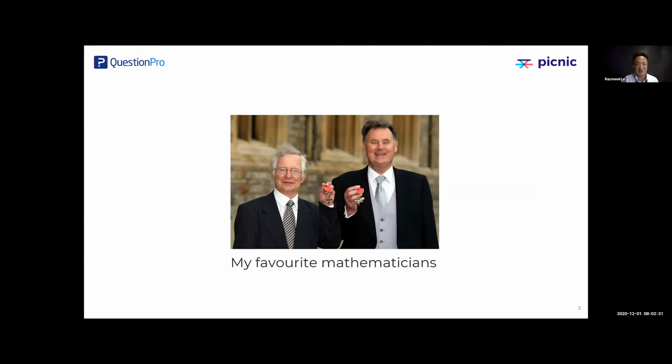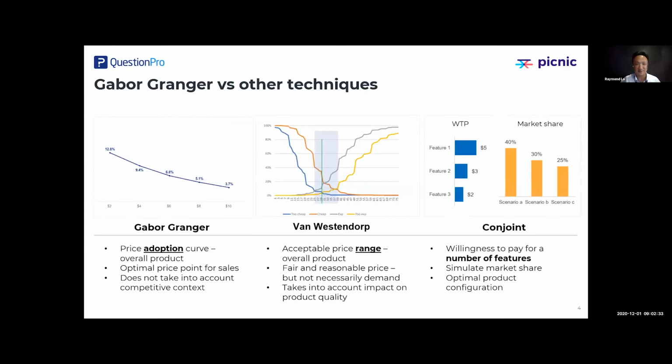Okay, so enough about the history of Gabor Granger. Let's move on to something a bit more serious. In terms of the broad pricing techniques that we can look at, there are 3 here. There are a lot more, but these are the three core techniques that we use and a lot of other agencies use as well. Today's all about Gabor Granger, but we wanted to position this against Van Westendorp and conjoint as well, just so you get a bit of context and a bit of know-how about when to use what.